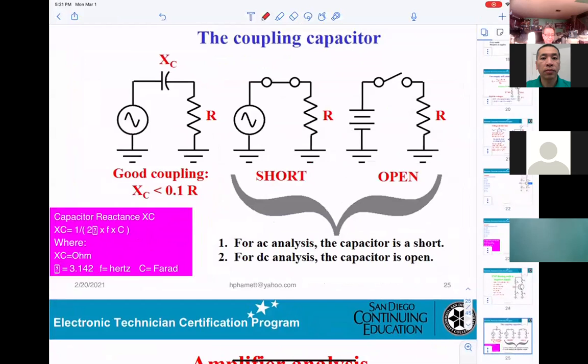Okay, last time we already covered transistor DC bias. That means the transistor needs DC power to make it work, and we use the transistor for either amplifying or switching. Any questions regarding DC bias?